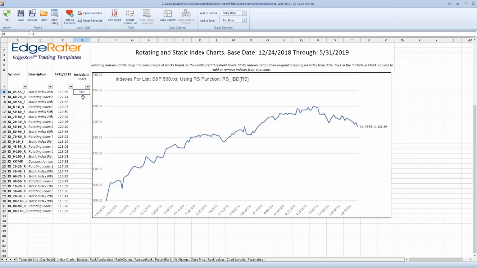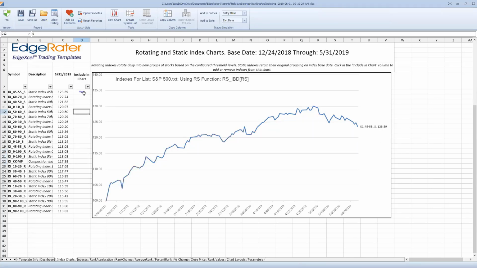But you might want to compare against other stocks or other indexes that are in the worksheet, in which case you can just click on the yes column, include in chart, click on it again, it will turn that off and remove it from the chart.